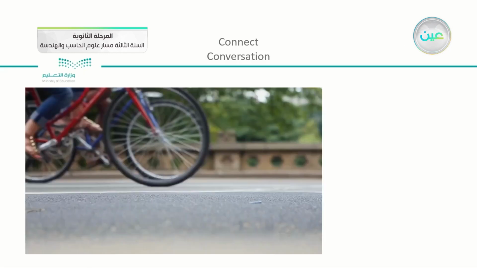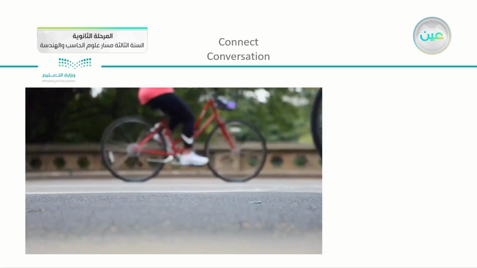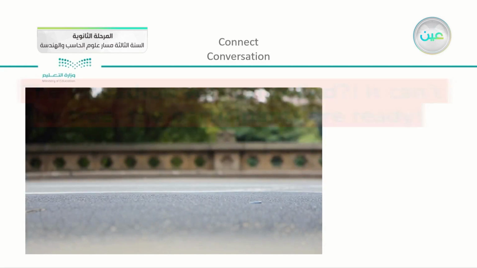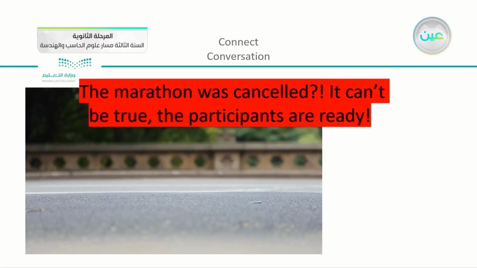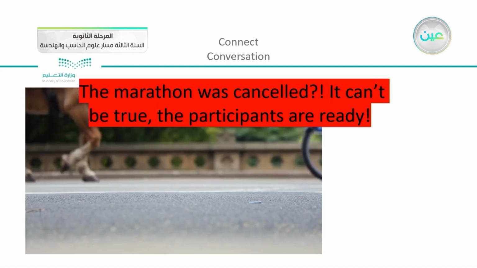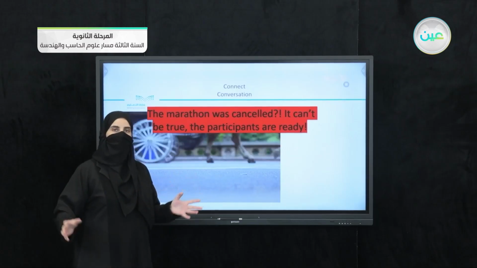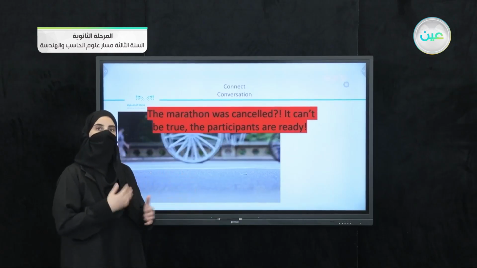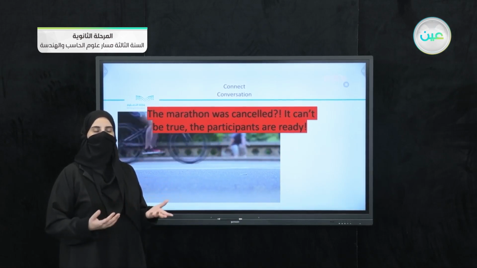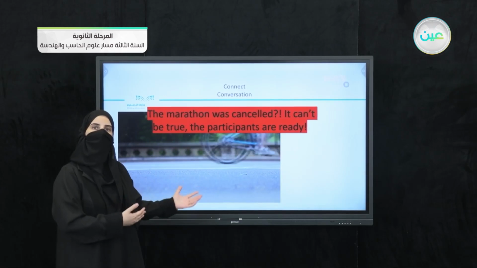Moving on. Now we can see that there are lots of bicycles here, which means that there is a kind of race or a marathon. So we have here, "The marathon was canceled." It can't be true. The participants are ready. Just imagine that you have a place full of people who are ready to race each other, and they say that the competition is cancelled. It can't be true because everyone is here.